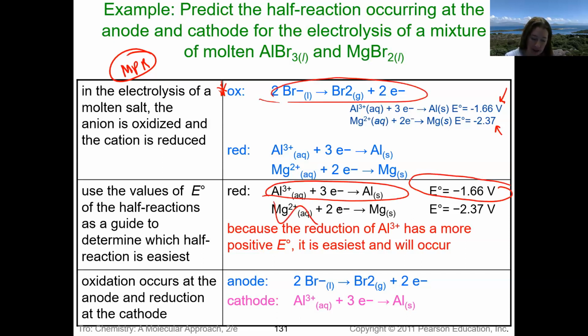What happens to magnesium? It just sits there and does nothing. Okay, so again, our oxidation one is the one that's more negative. The more negative it is, the easier it is to extract the electrons. The reduction is the more positive. That's the easiest one to accept electrons. All right, let's try another one.